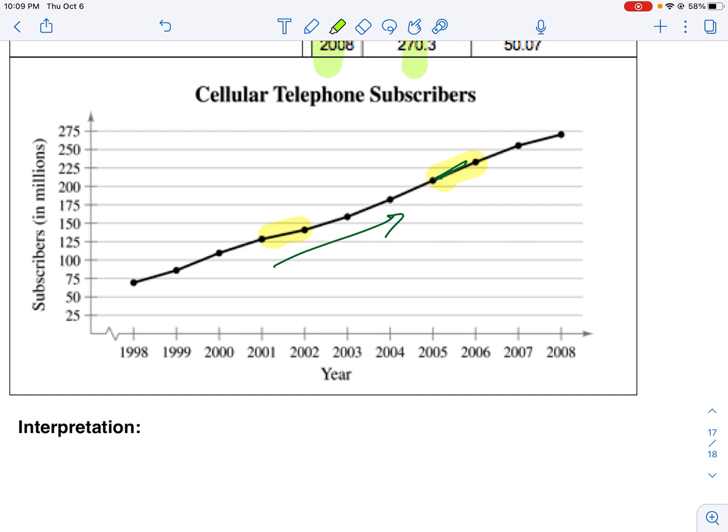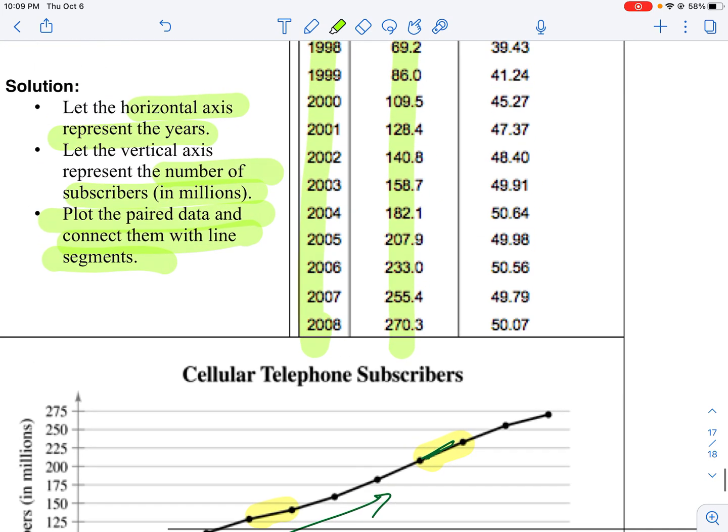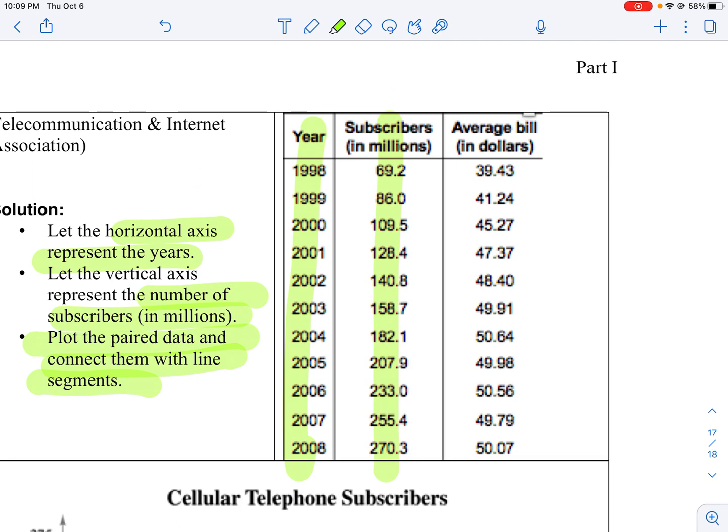We're going to do the same thing with our calculator. So go grab your calculator. I'm going to show you where I put that data. We're going to go to Stat, Edit. Remember, I'm using my full data over here, but you can put them wherever you want. I put my years in L3, and I put my subscribers in L4. That's what I did.